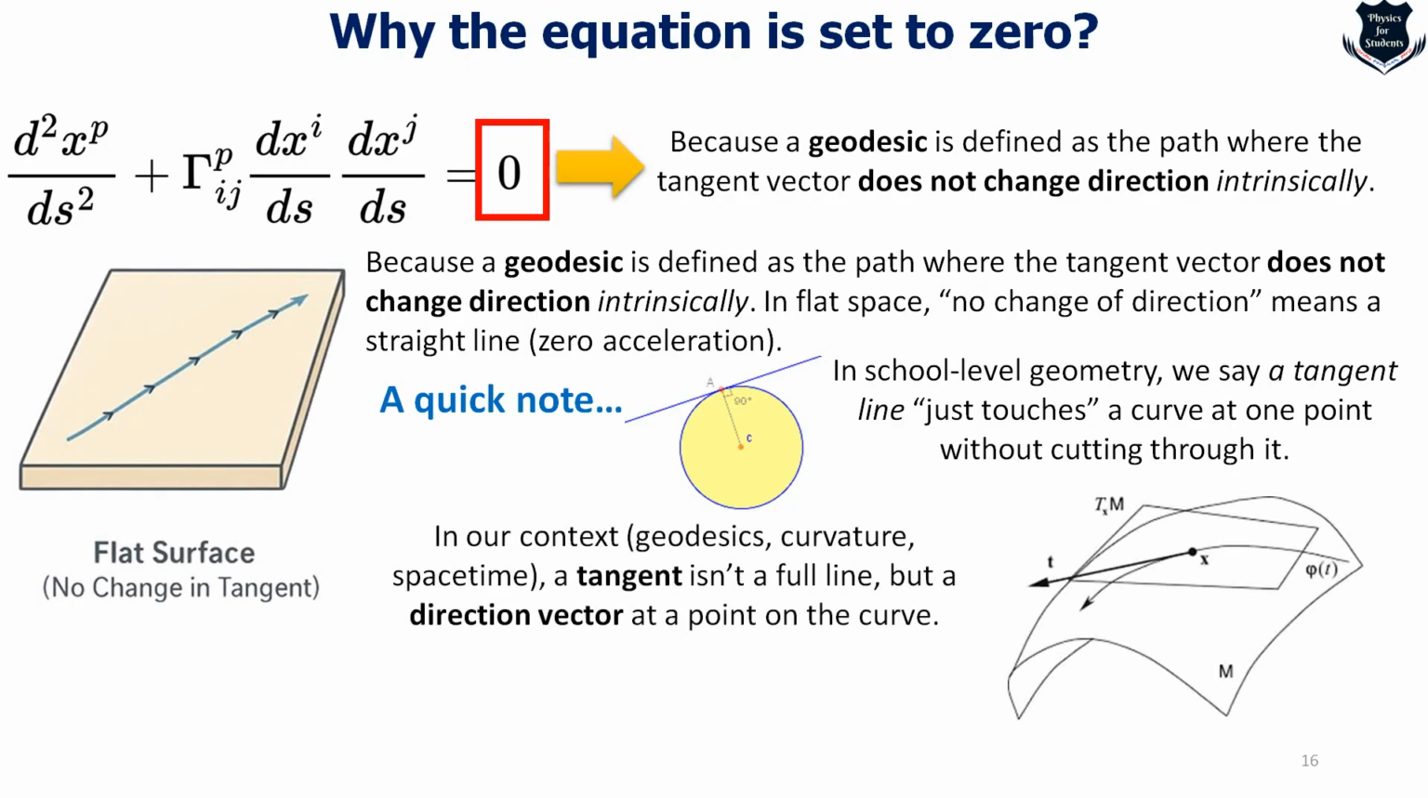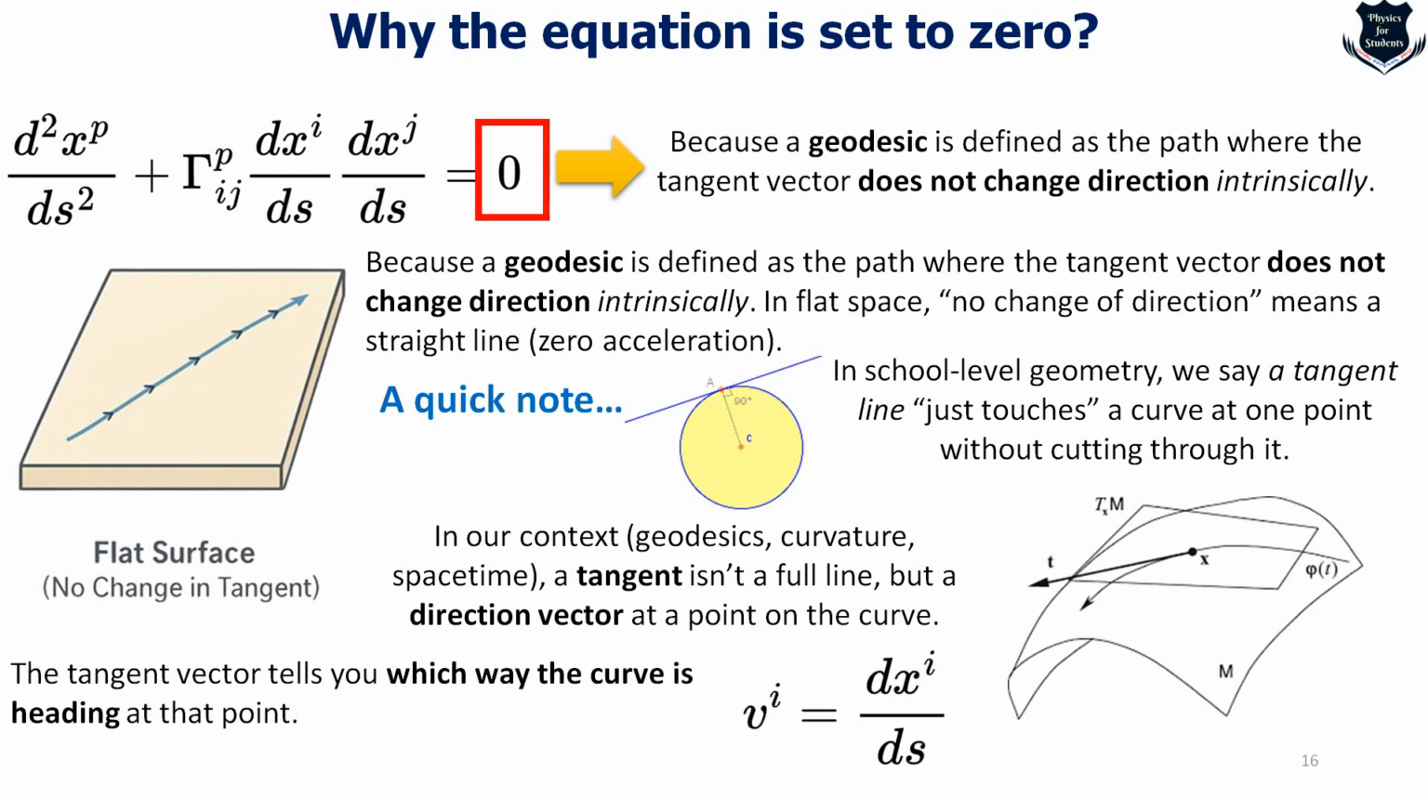Now when we talk of differential geometry, in our context, I mean to say geodesic curvature, a tangent is not a full line but a direction vector at a point on the curve. This is important. The tangent vector in differential geometry tells you which way the curve is heading at that point. And it is defined by the derivative of the position vector with respect to a parameter, say s or tau, whatever. So this is very important.